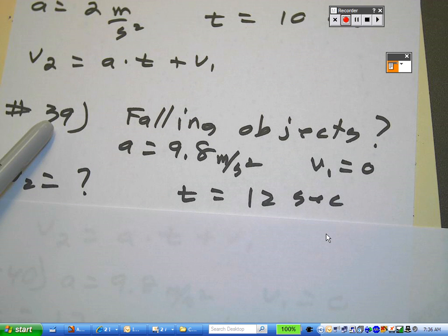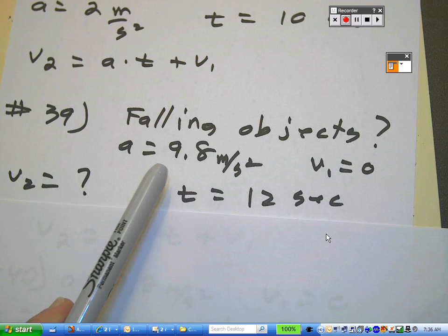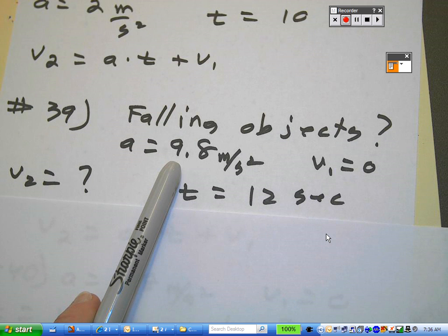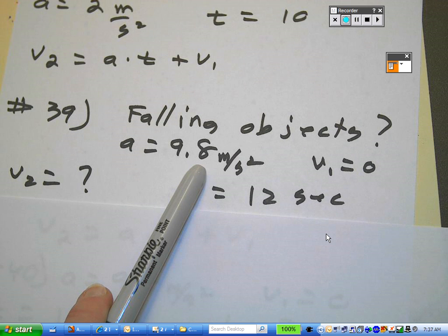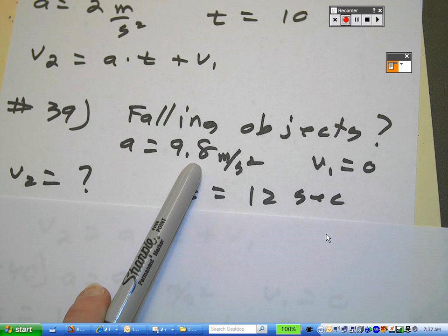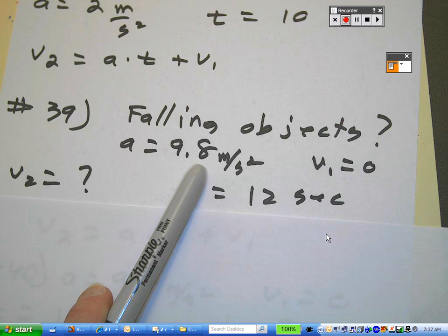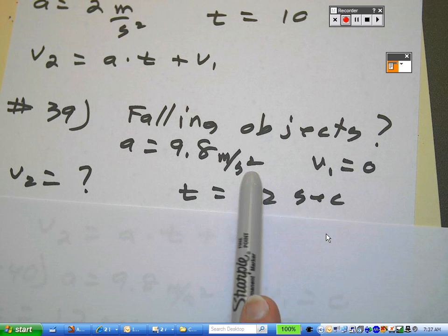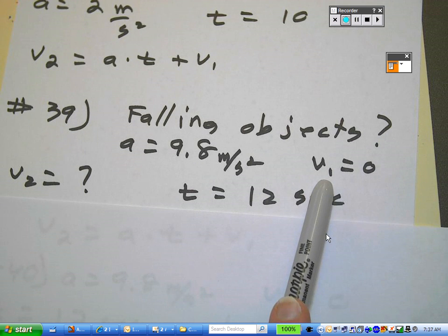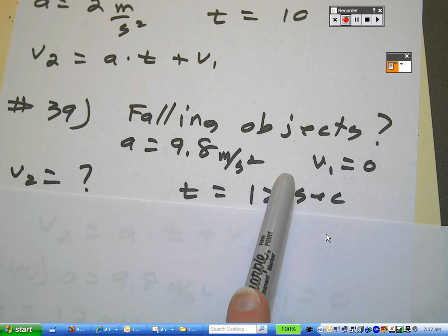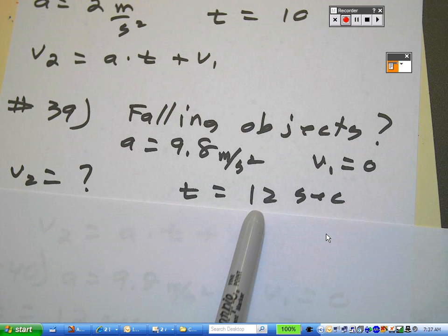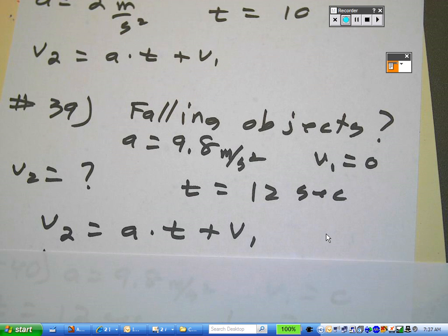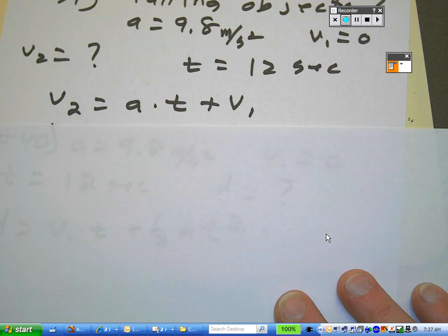Number 39 is about falling objects. If an object is falling, it always has an acceleration on Earth of 9.8 meters per second squared. So if you know it's falling, then it's 9.8 meters per second squared. Of course, if you're tossing it upward and it's slowing, that might be negative. However, it's positive because it's dropping. When you drop something, or if you just step off of something, the beginning velocity is 0. It won't say so in the problem. You just have to interpret that. We don't know the ending velocity, and the time is given. Same formula as before to apply in number 39.